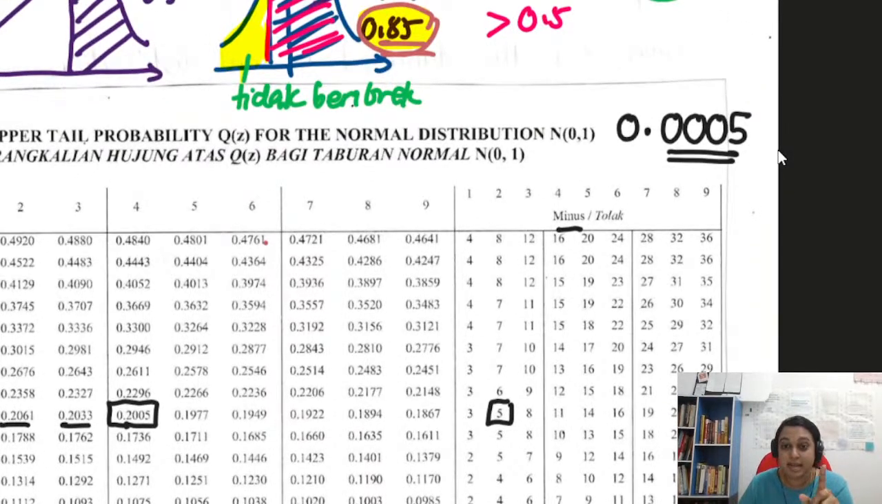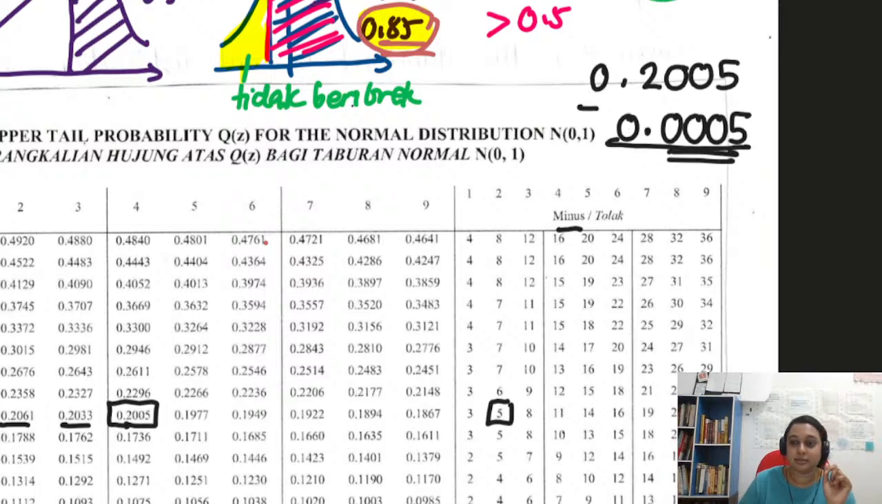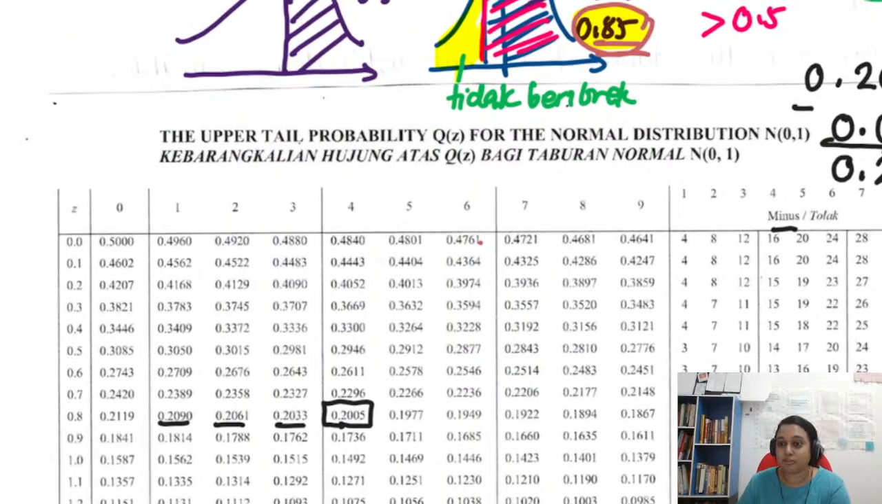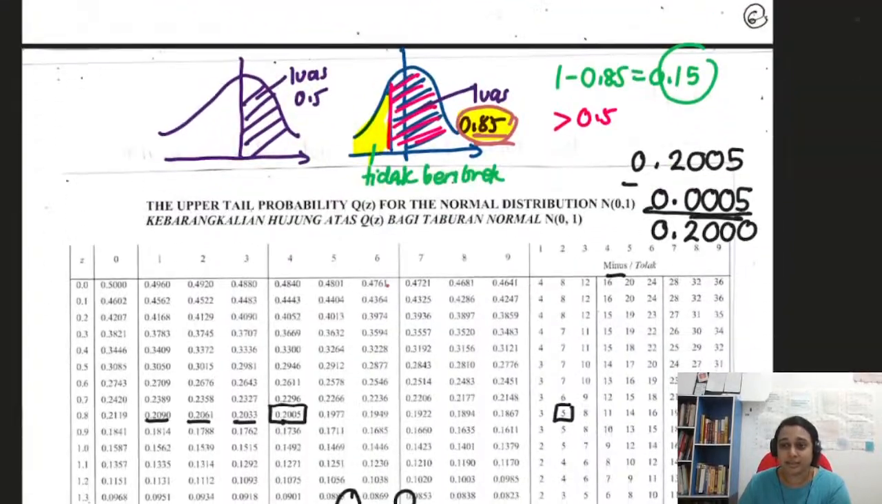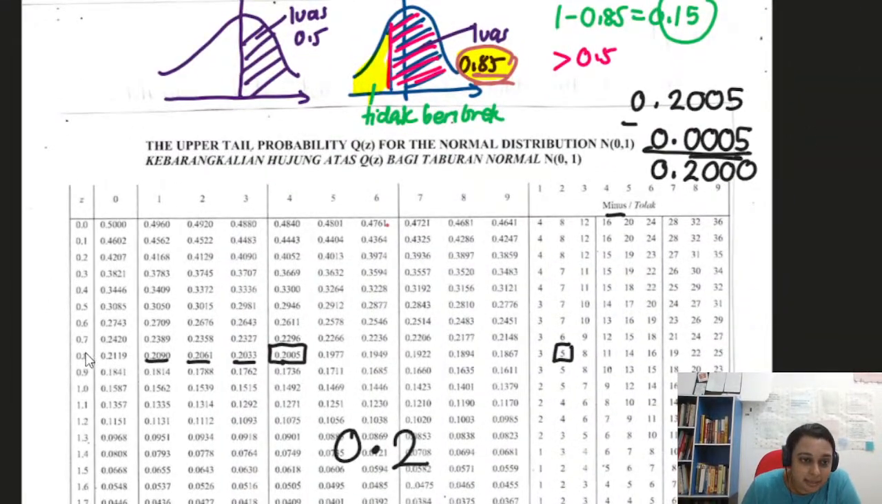This one teacher taught already last 2 weeks ago. So you take just now your answer 0.2005, you tolak with this. Okay, when you tolak, bila tolak dapat tak jawapan 0.2? Dapat, you get 0.200, isn't it? Okay, so what is the nilai Z kita? So you ambil yang ni 0.842.